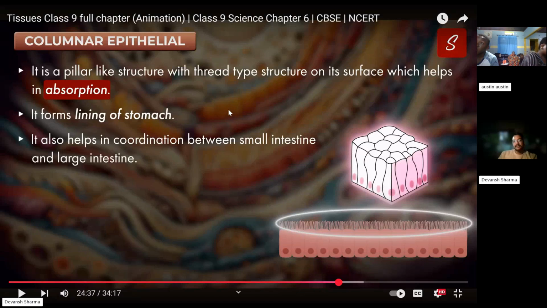So it forms the lining of our stomach. Our stomach's inside lining is columnar epithelium, and this also helps in the coordination between the small and large intestine.